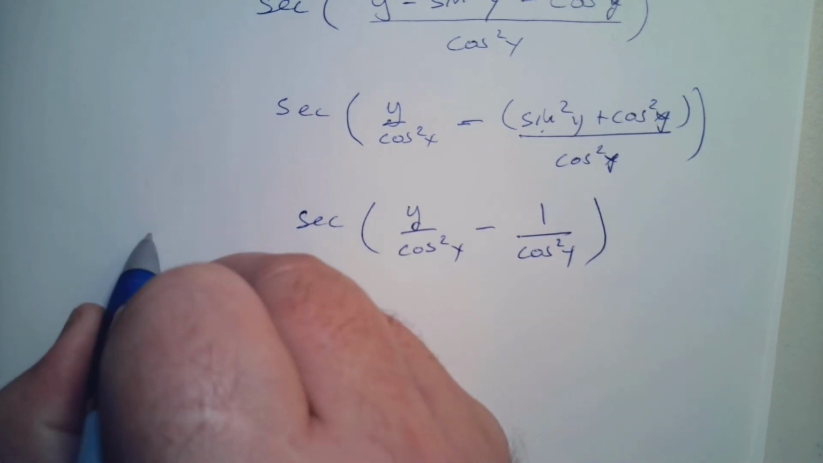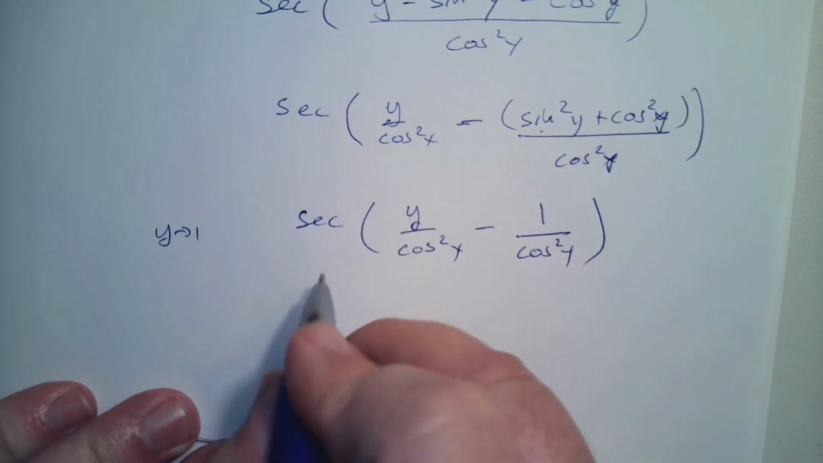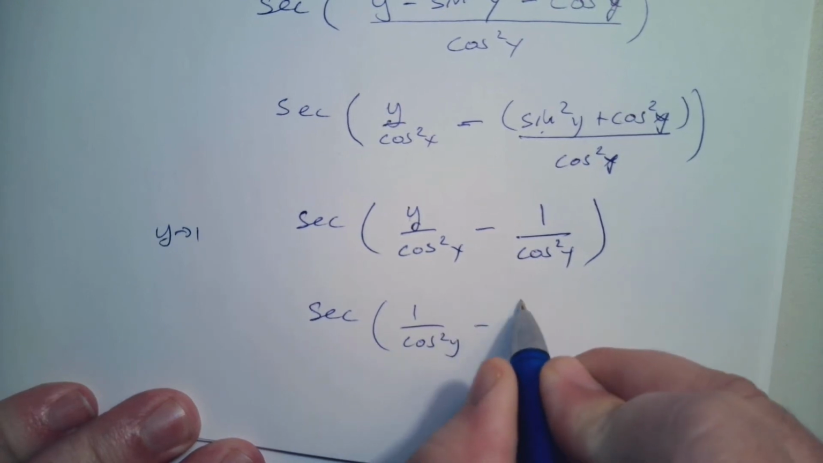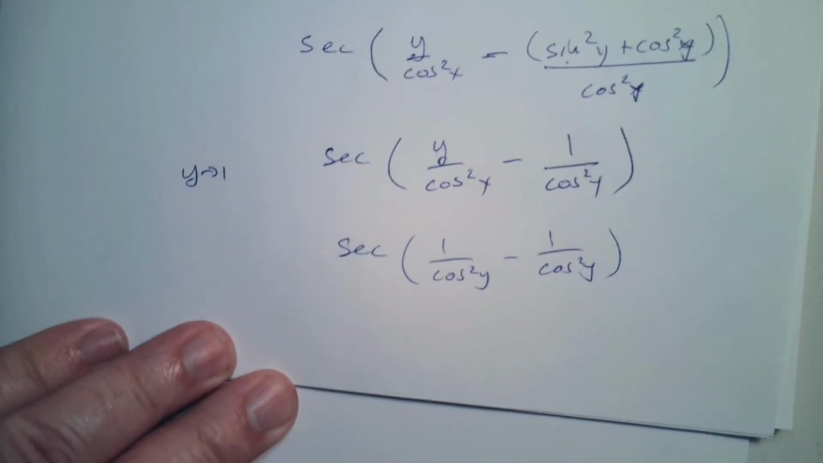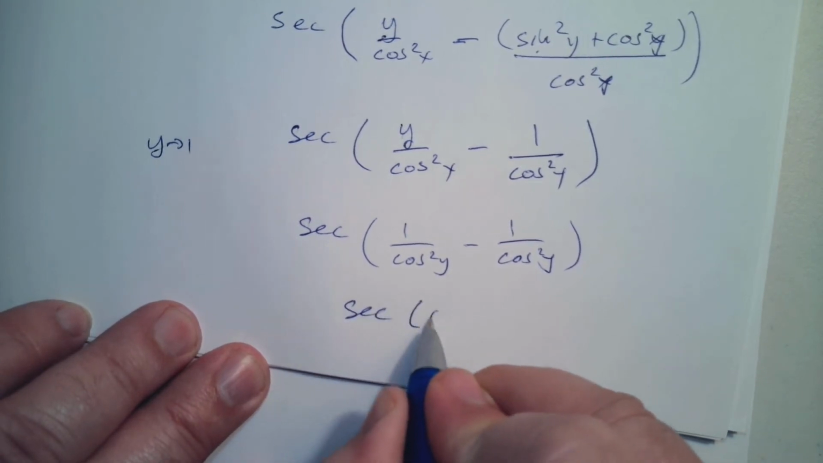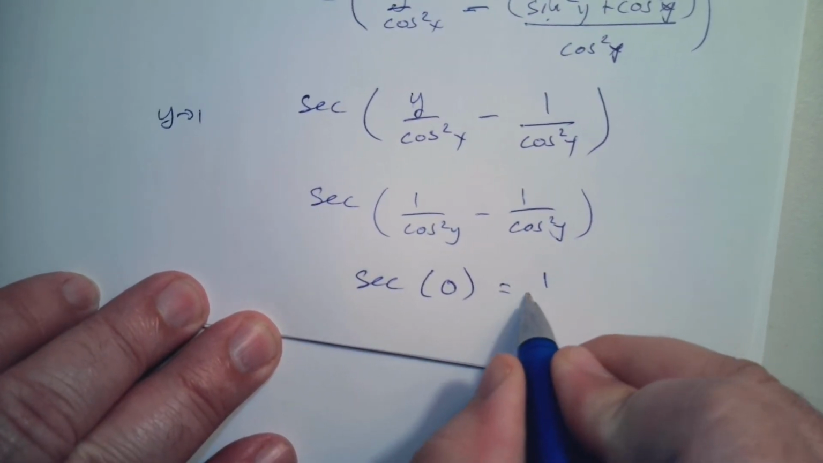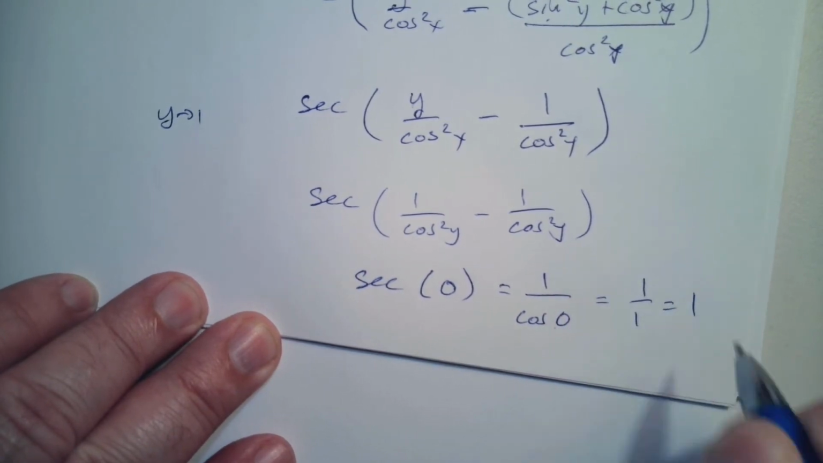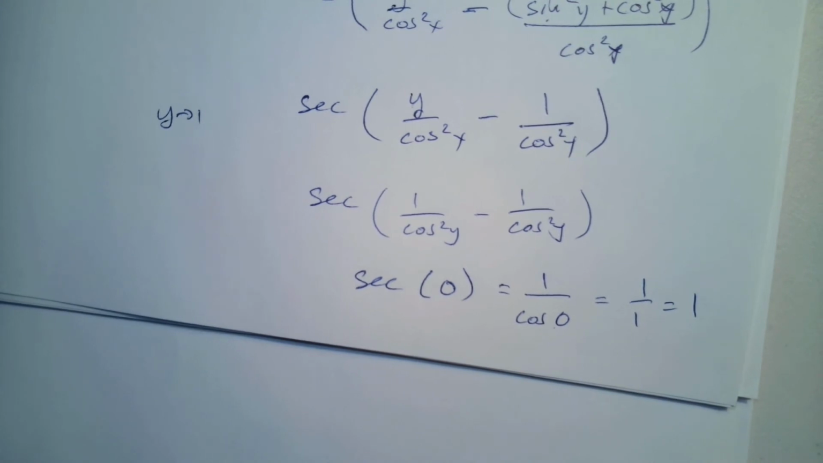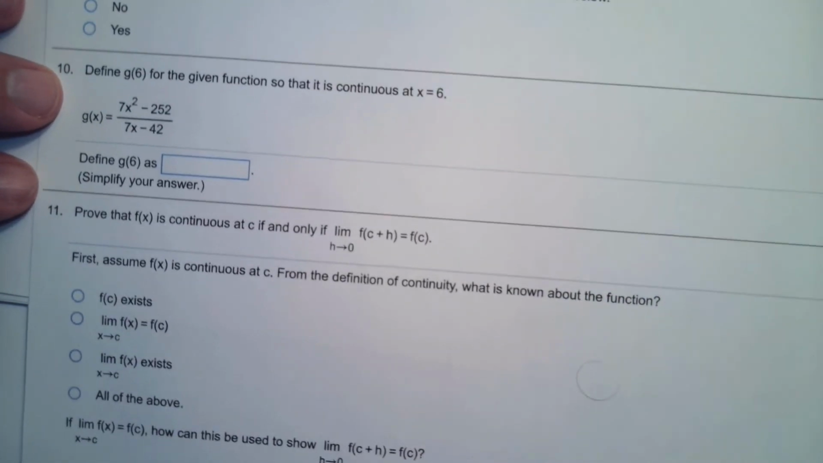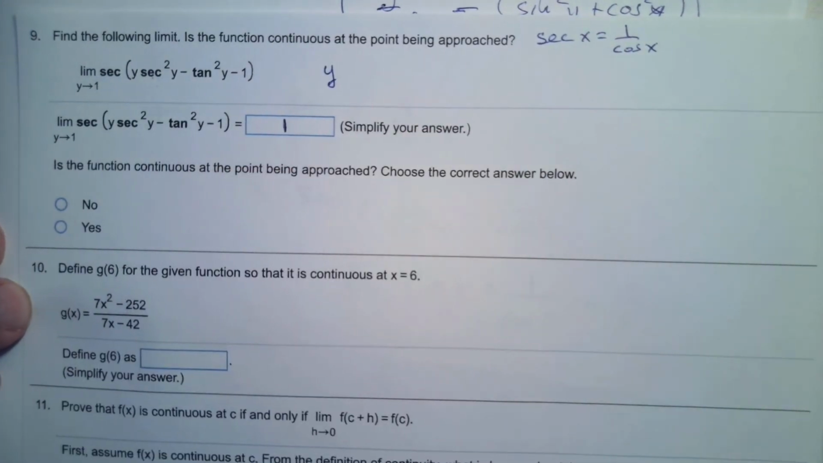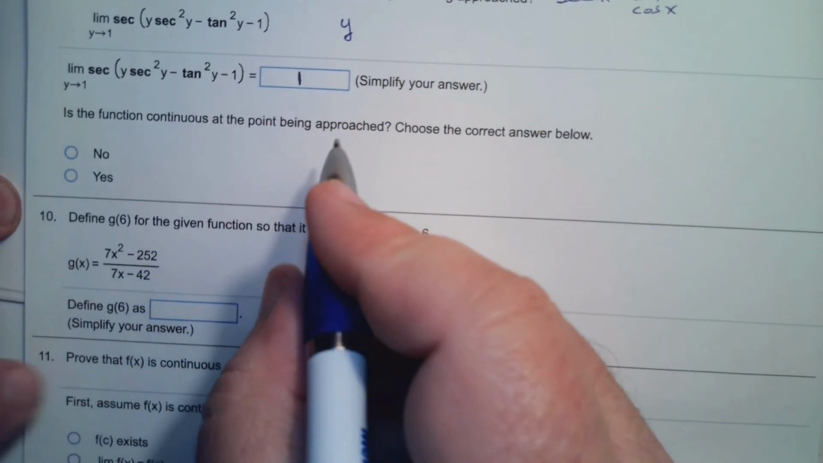Now, when y approaches 1, so it's secant of 0, which is 1 over cosine of 0. Cosine of 0 is 1, so the answer is 1. Is the function continuous at this point? Yes.